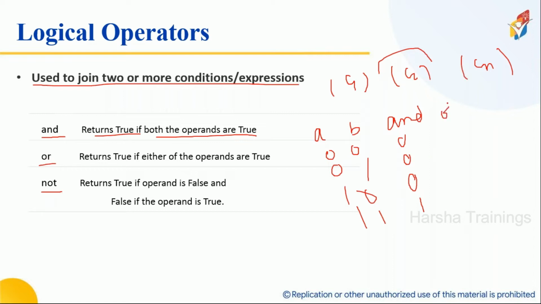Next one is the OR operation. OR is true if any one of the operands is true. Here 0, 1 is true, 1, 0 is true, and 1, 1 is true. In the first case, both are false, so the result is false. This is about the OR operation. It returns true if either of the operands is true. Now, the NOT operation: if I take the input as false, the output is true. If the input is true, the output is false. Clear? Yes.